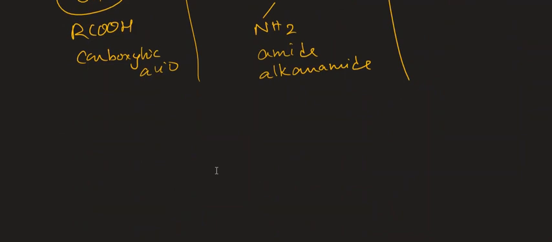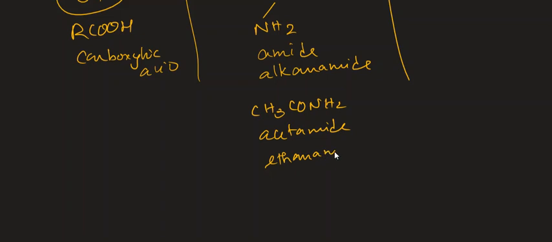So suppose it is CH3CONH2, it is called acetamide. CH3CONH2. What do you call it? Acetamide. So acetamide is the normal, trivial name. The IUPAC name is, 1, 2, that is ethanamide. So it should be called ethanamide. You understand?